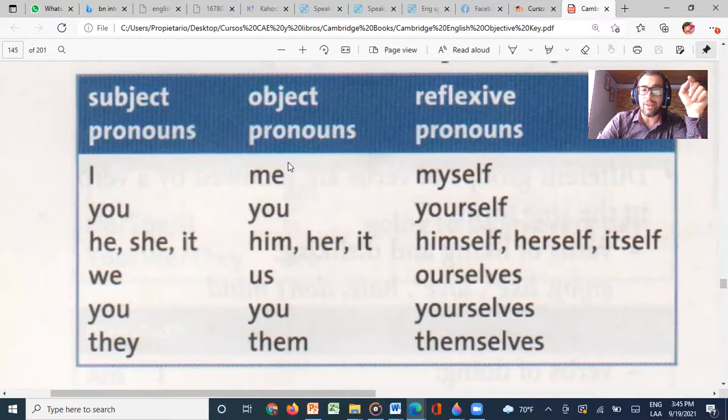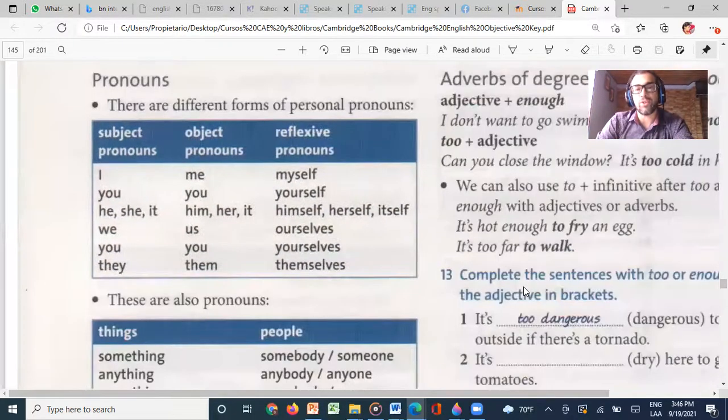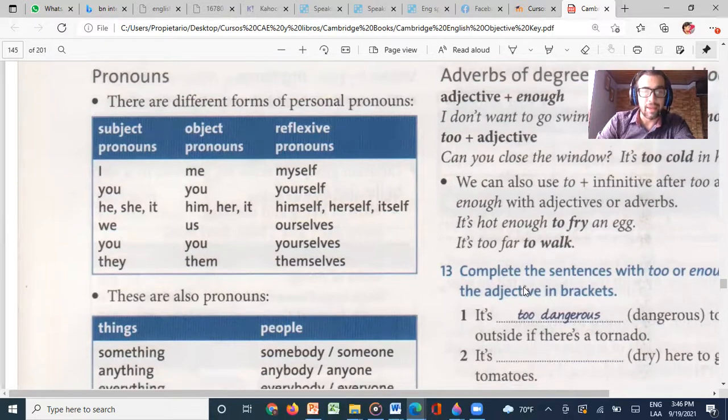Now we have the reflexive pronouns. Reflexive pronouns, for example, myself, yourself, himself, herself, itself, ourselves, yourselves, and themselves. So these are the three types of pronouns that we're going to be working on in today's lesson.